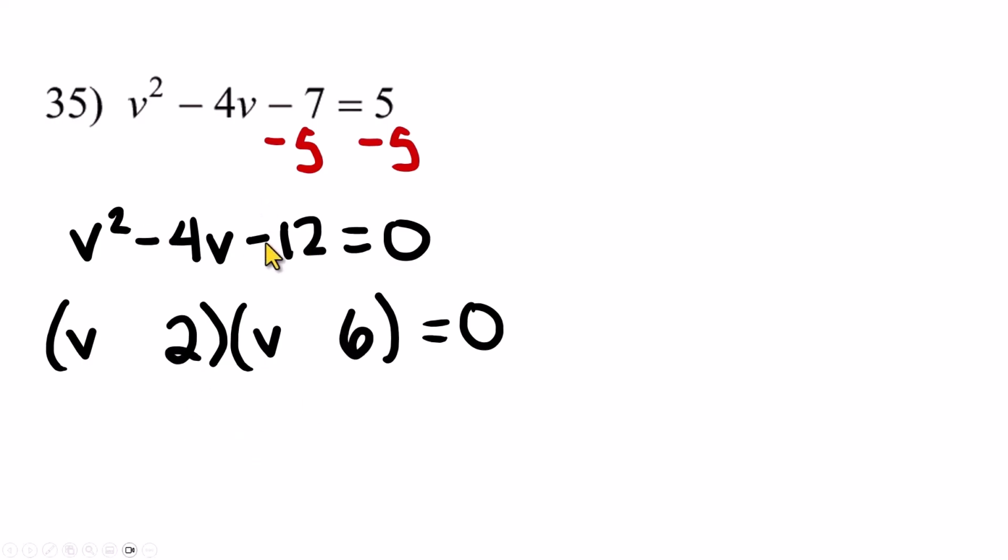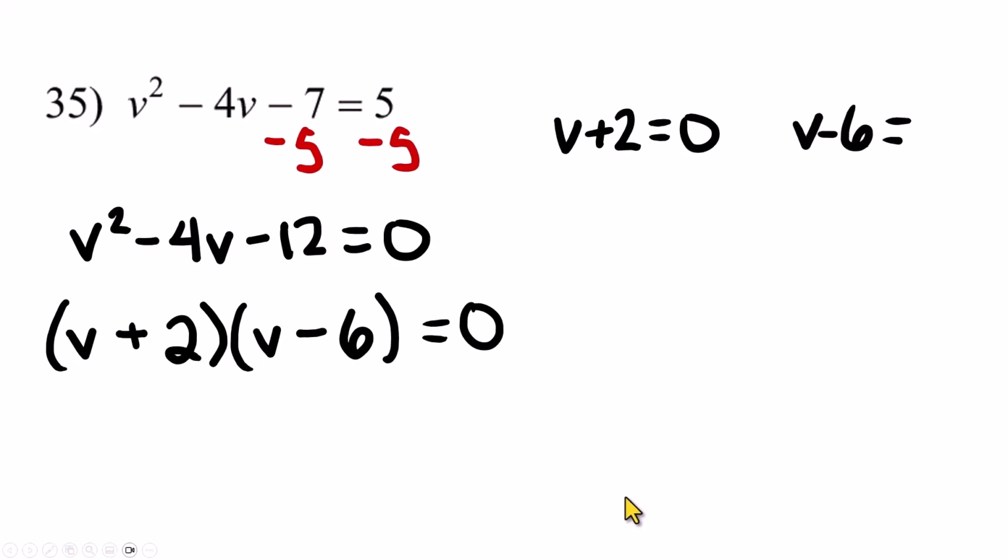Since this is negative and this is negative, I know the larger number is negative and the smaller number is positive. And you can always multiply through and see if this works. And if it doesn't work, make adjustments. So v plus 2 equals 0, or v minus 6 equals 0, which means v equals negative 2, or it equals 6.